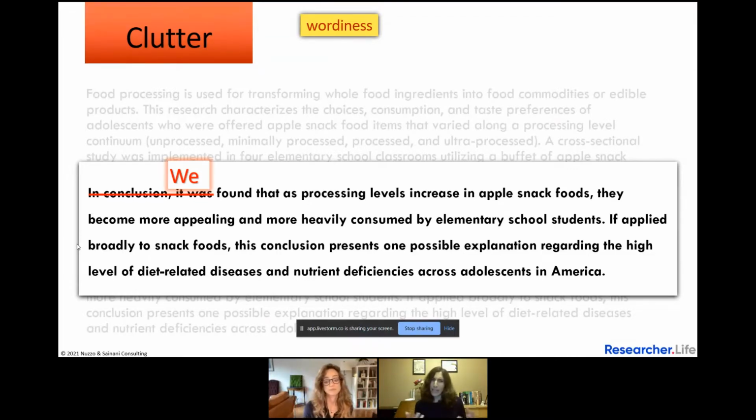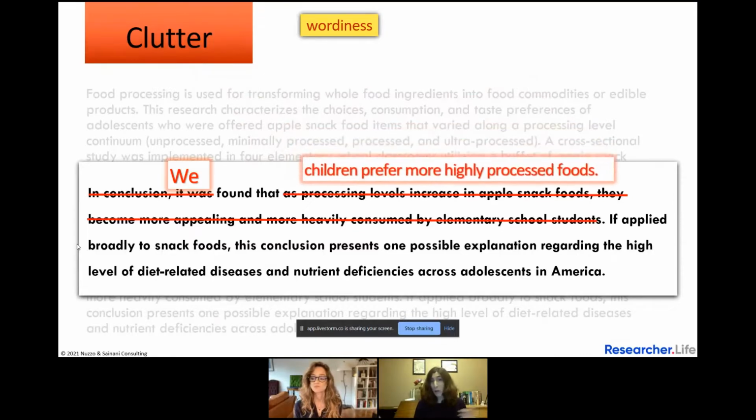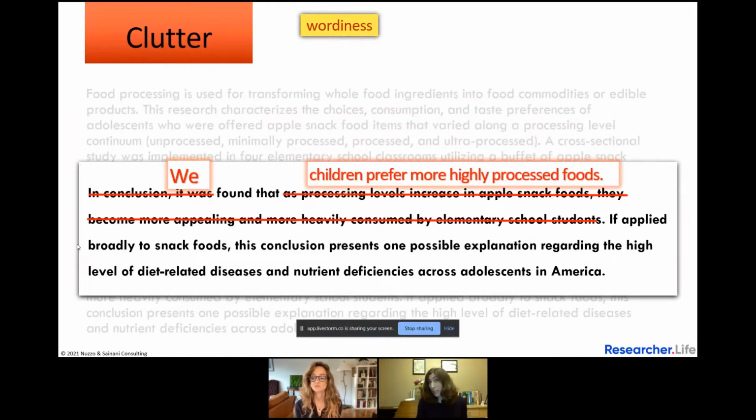And so again, this is the main conclusion of the study. I wanted to get it a little more zippy, as you say. So I just cut all of this and replaced it with, we found that children prefer more highly processed foods. I think that captures it.